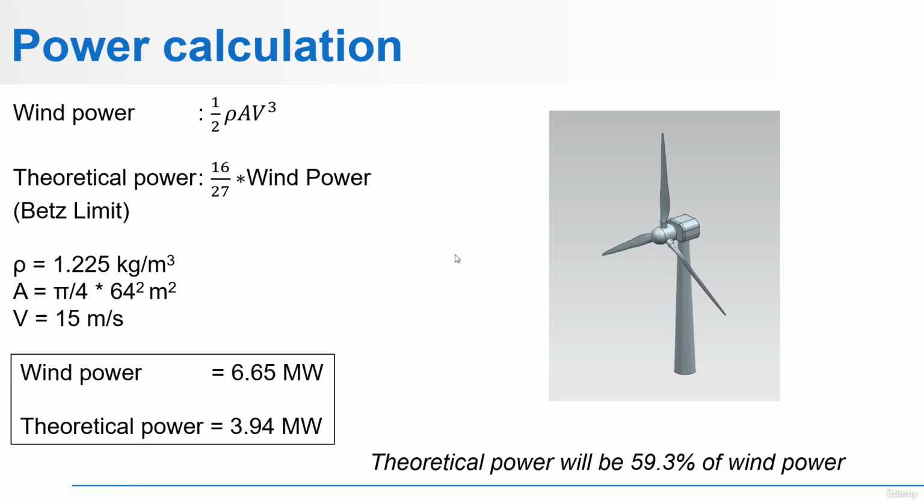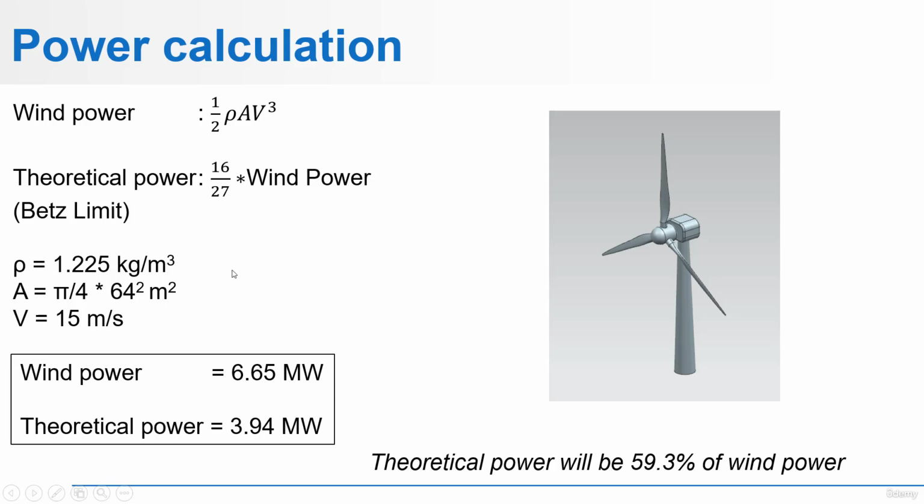The wind power is given by half rho A V cubed, and the theoretical power which can be extracted from this wind turbine is given by 16 by 27 into wind power, based on the Betz limit. You can check some material on wind turbine power calculation so that it will be easy for you to understand these calculations. So this theoretical power will be roughly 59.3% of the wind power, that is 16 by 27 of the wind power. For this particular analysis, we will take standard atmosphere conditions.